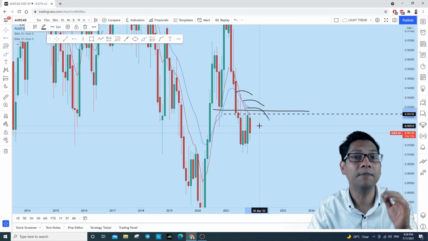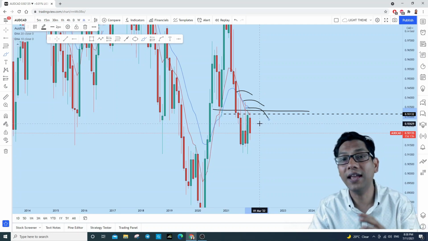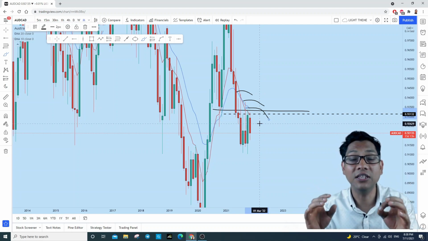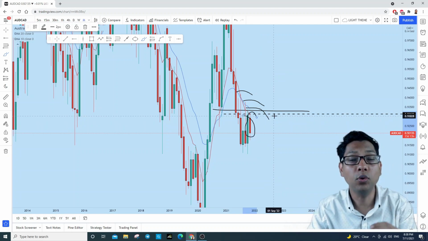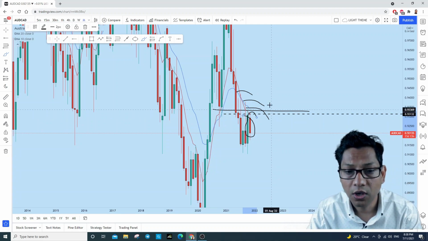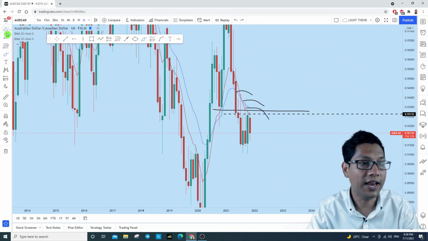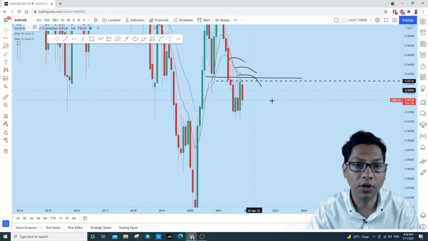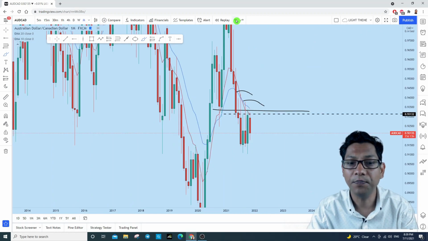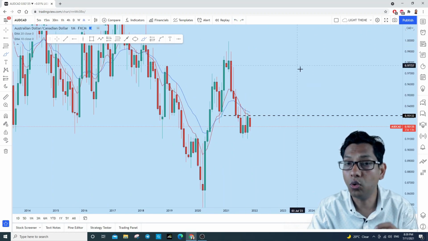So when you see that testing and creating a lower high, that means the buyers are getting exhausted and sellers are getting stronger. As a result, this month we see a downward momentum. From here we can expect further down and a lower low. So on the monthly we have a strong downward momentum.